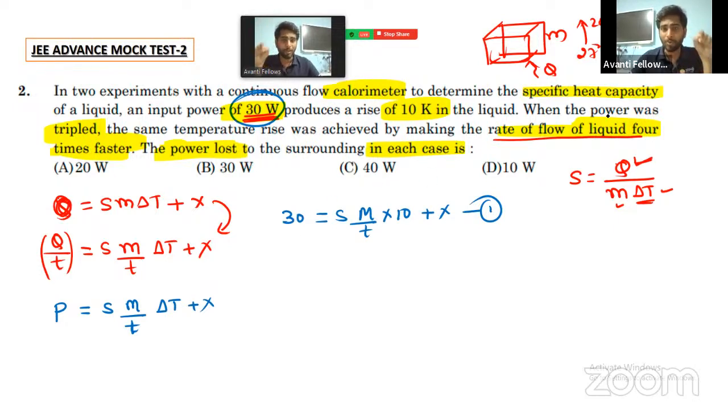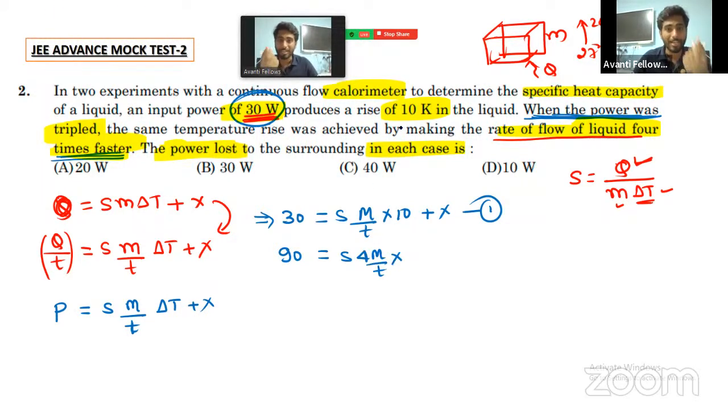Second, what happens? Now look here, when the power was tripled, means power is now increasing to 3 times. Triple means what? Initial power is 30. Now it will be triple, so 90 equals, yes, the rate of flow of liquid is 4 times faster. So I write this as 4m by t into rise in temperature, which will remain the same, they told here.